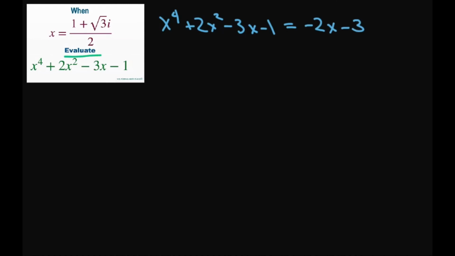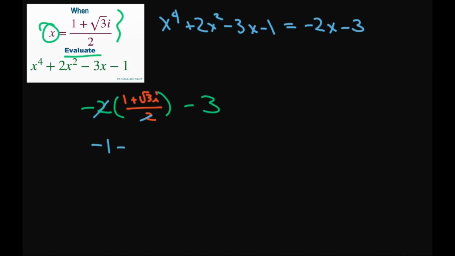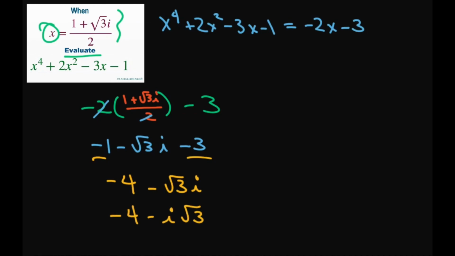Now, we're going to evaluate it when x equals this. So we're just going to write negative 2 times x minus 3 and substitute in our x as 1 plus square root of 3i divided by 2. And let's see what happens. The 2's cancel. So negative 1 minus square root of 3 times i, then minus 3. So combining these two terms, we get negative 4 minus square root of 3 times i. Sometimes I like to put that i in front so you make sure it's not under the radical. Either way, these are fine.